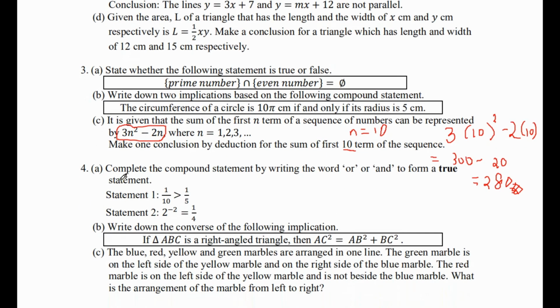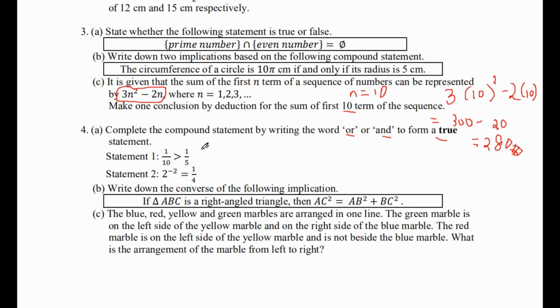Number 4. Complete the compound statement by writing the word or in to form a true statement. 1 over 10 greater than 1 over 5. Is this true? This is false. 2 power negative 2 equals to 1 over 4. Negative here means it's a fraction, so 2 power negative 2 becomes 1 over 2 power 2, which equals to 1 over 4. Okay, this is true.